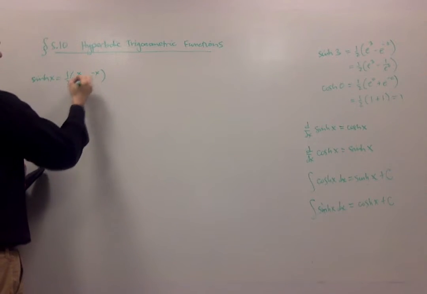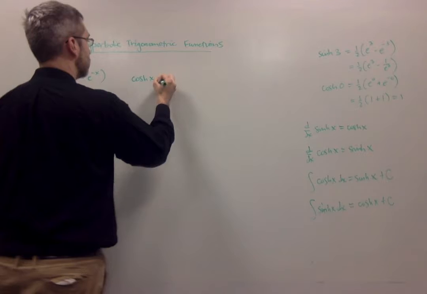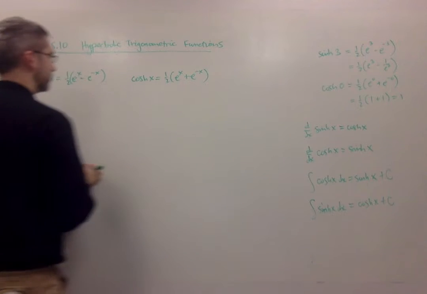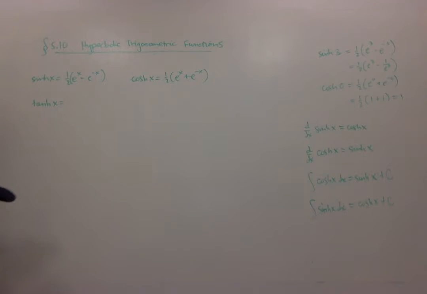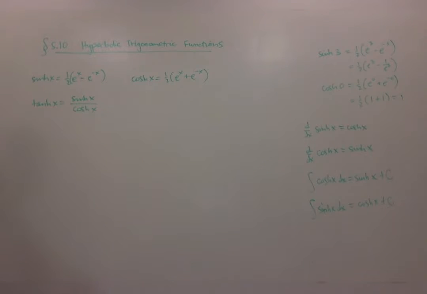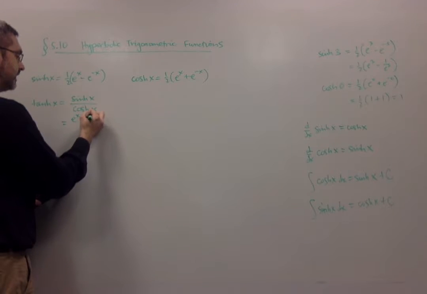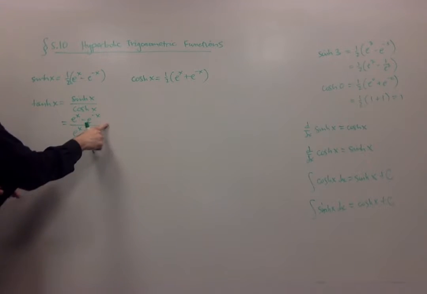So sinh is e to the x minus e to the minus x over 2. And cosh is 1/2 e to the x plus e to the negative x over 2. I could define hyperbolic tangent, which maybe you could call tanh, as hyperbolic sine over hyperbolic cosine. So if you plugged in and did a little bit of simplifying, that would be e to the x minus e to the negative x over e to the x plus e to the negative x.